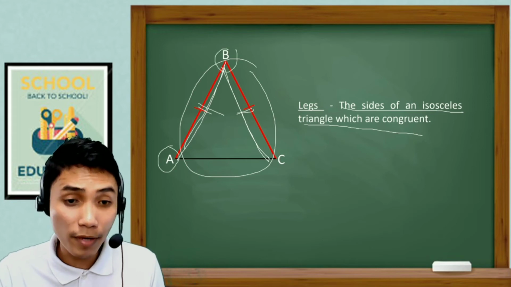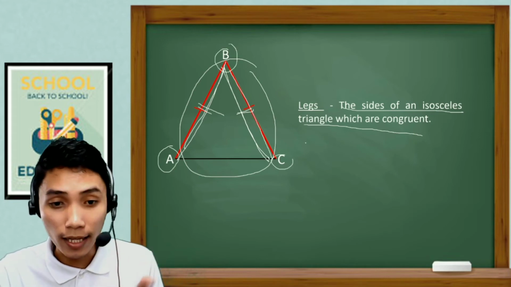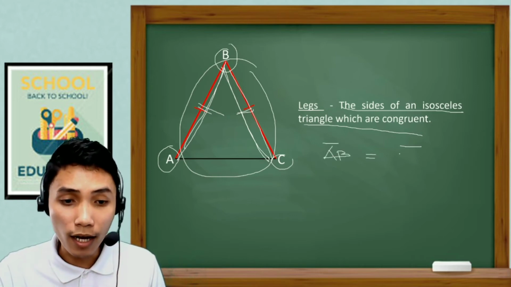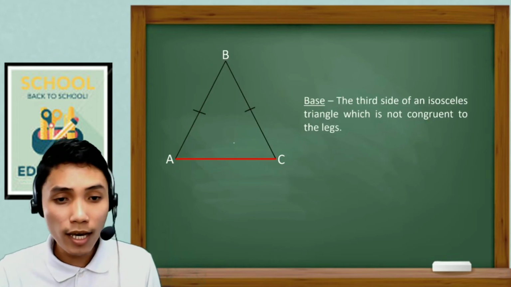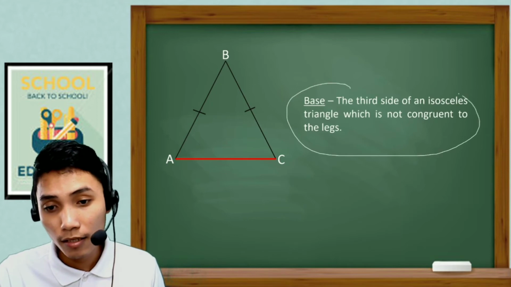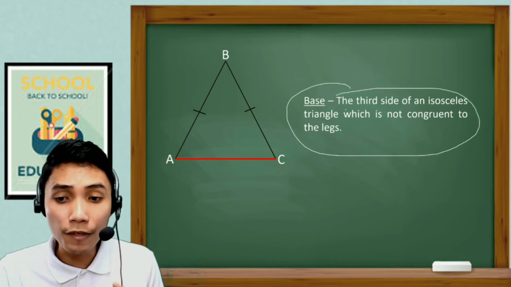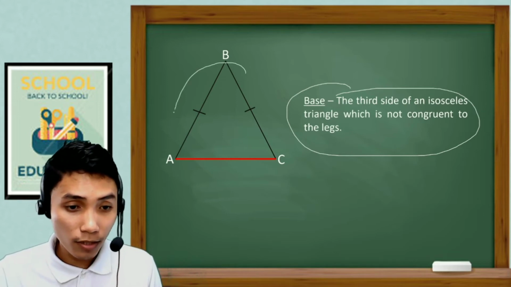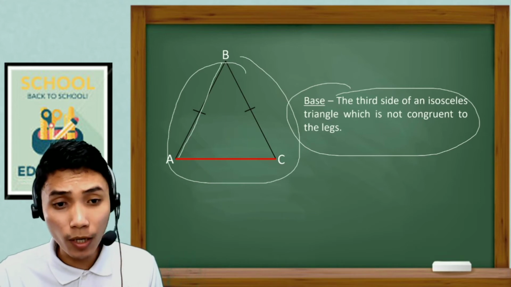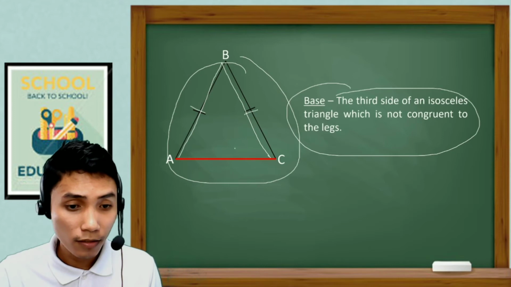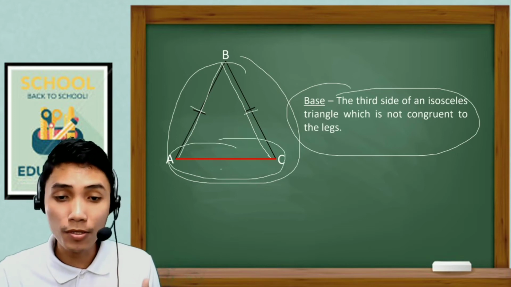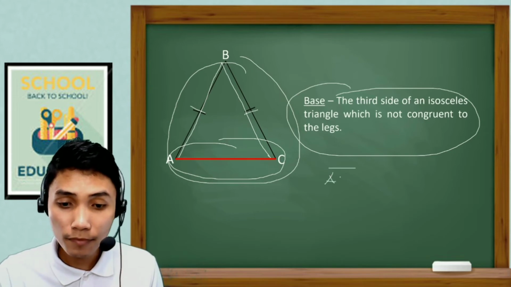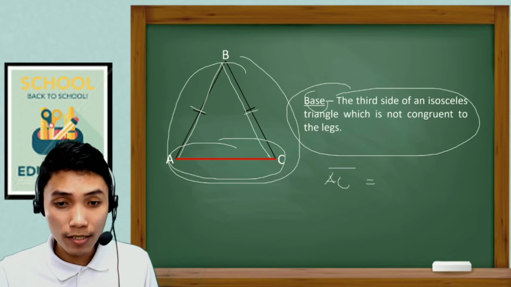The line AB and line BC, so that is our legs. Line AB and line BC. Next one is our base. Base, that is the third side of an isosceles triangle which is not congruent to the legs. So tanaw nimo sa tong figure, ang kaning duha ka linya is they are congruent. So kani siya wala siya kaparehos. So it means mao na siya ang atoang base. So the line AC, that is our base.